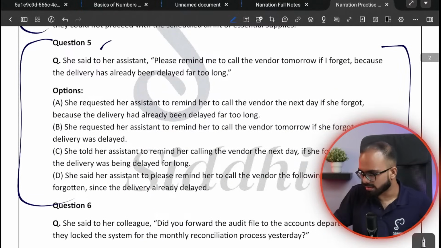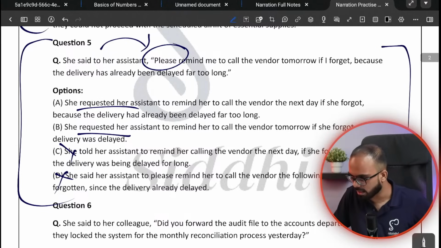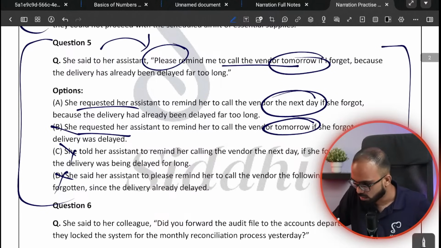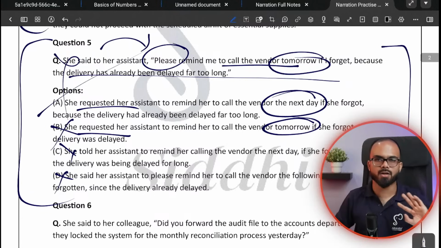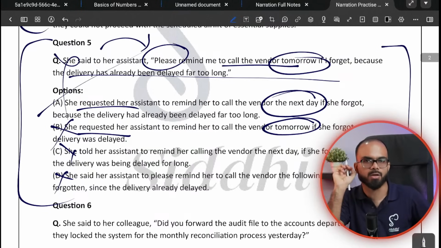She said to her assistant, please. Said to is requested. Requested. Told, said. Gone. Now she requested her assistant, please remind me to call the vendor tomorrow. Tomorrow is the next day. Tomorrow. This is gone. This is right. I am not reading the entire question at all. All I am looking at is just the adverbials, the tense, and I am eliminating the options.